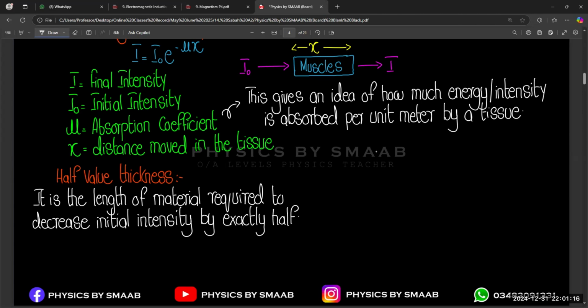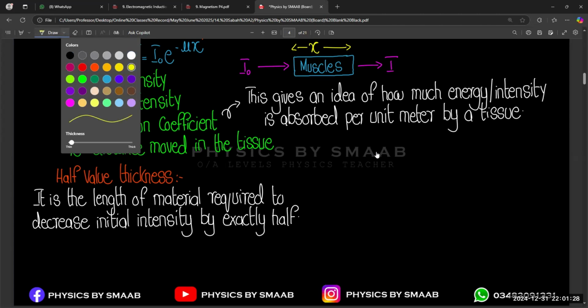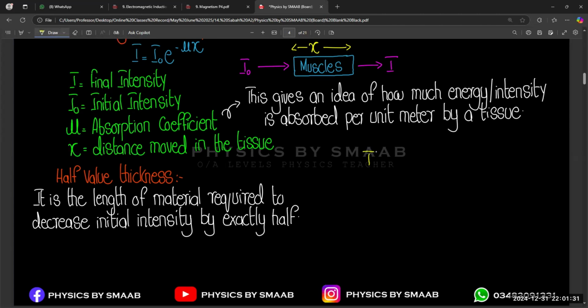If we need to find how much length we require to decrease the intensity exactly to half of its initial value, we can calculate that value very easily. For example, in the initial formula, I equals I naught e to the minus mu x, and the final intensity is equal to half of the original. Half of the original means 1 over 2 times I naught.